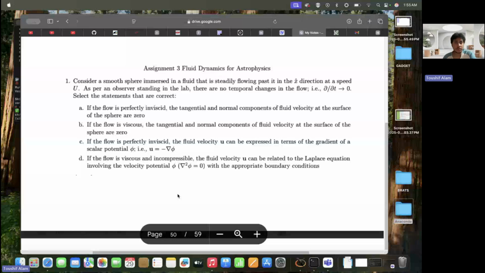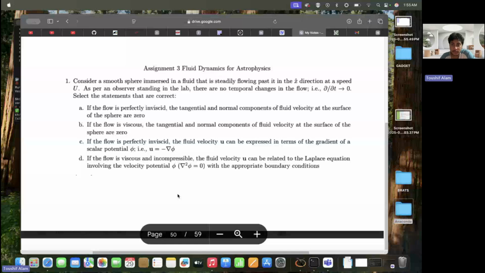So let me give you the answer. First, take the situation where the flow is inviscid. So there is no viscosity. In the Stokes equation, the viscous term is absent, right? And the momentum equation only contains the partial derivative of the fluid velocity. Therefore, only one boundary condition is required on the surface of the sphere.